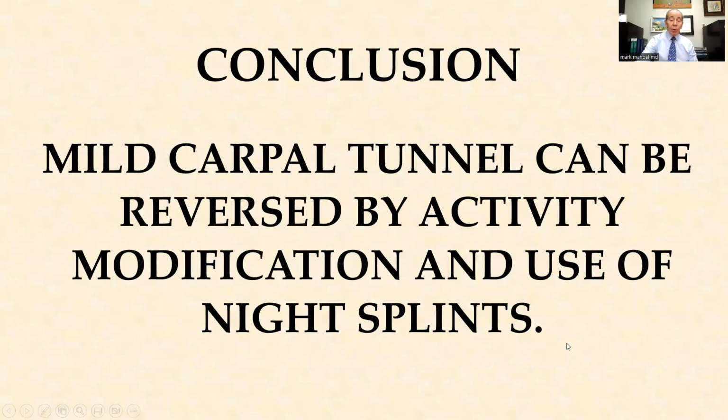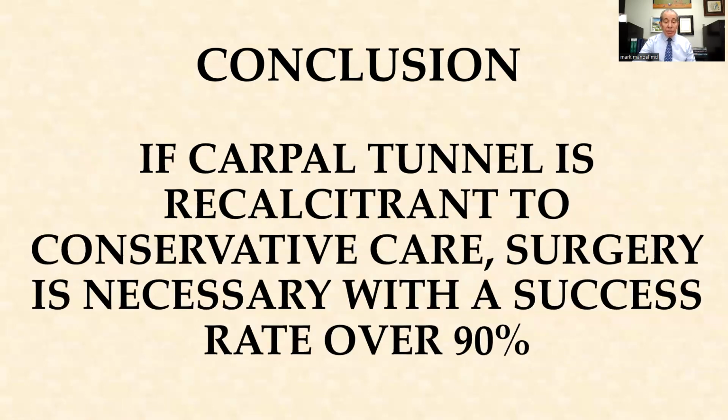So in conclusion, while carpal tunnel can be reversed by activity modification and use of night splints, if the carpal tunnel is recalcitrant to conservative care, surgery is necessary, and the success rate should be 90%. Now, a lot of people complain, I can't open a twist-top jar, can't do a push-up. That's part and parcel of the operation, because when you transect the transverse carpal ligament, you lose some stability. Well, that's the trade-off: no more tingling and numbness and night pain. Okay, get a rubber gripper to open your jar.